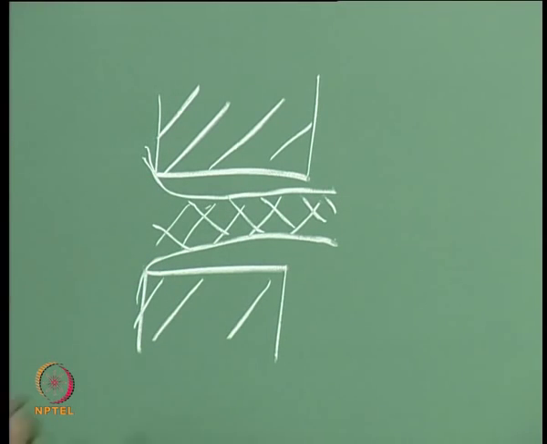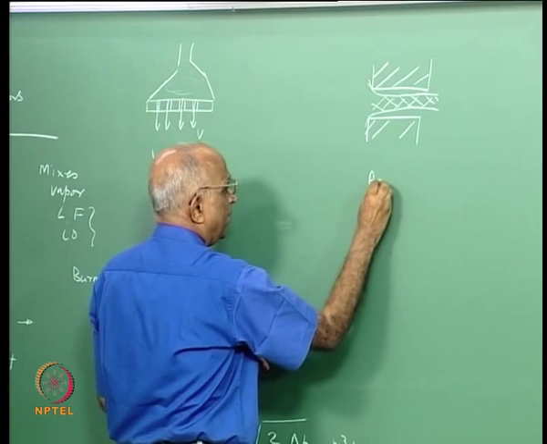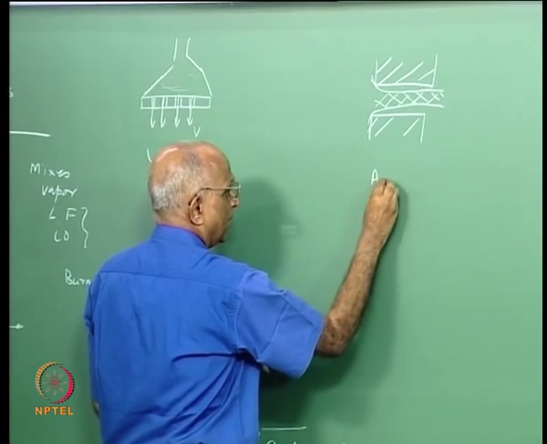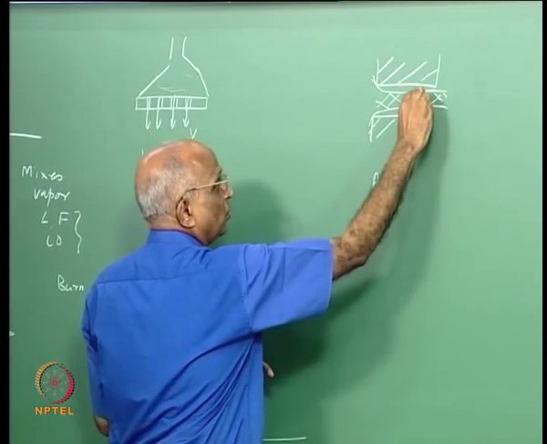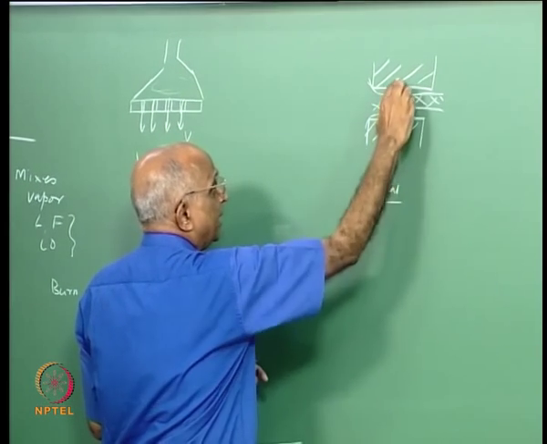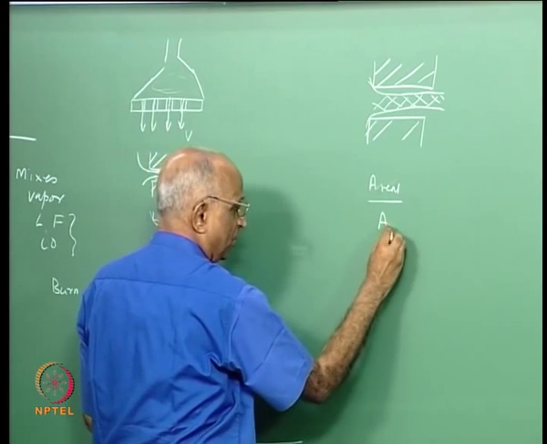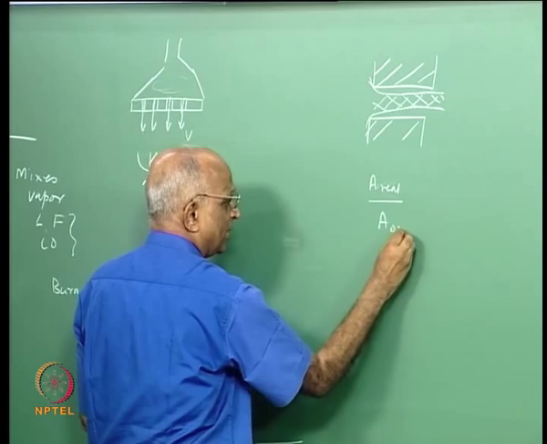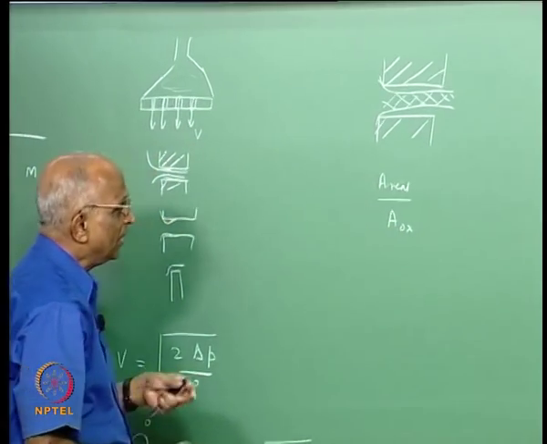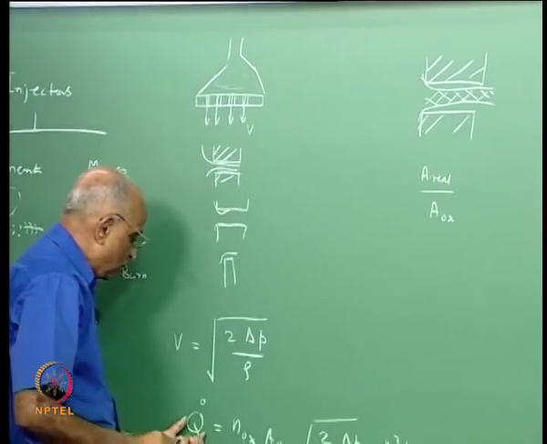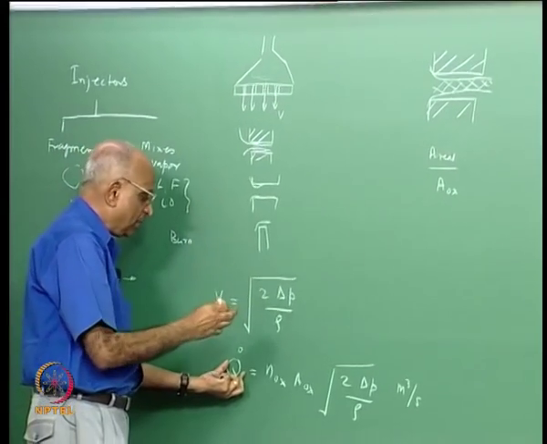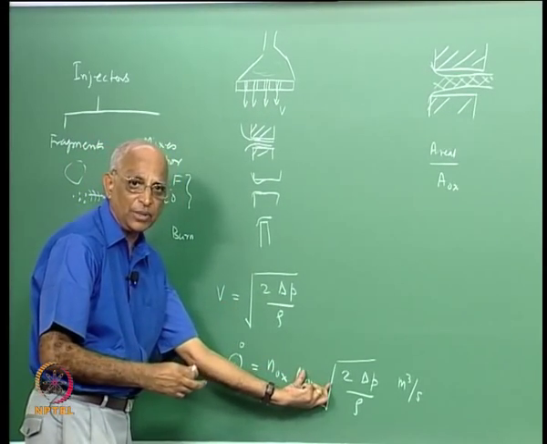Therefore, what will I find? The real area of flow is only this. The apparent area is the area of the orifice, which if it is oxidizer we say oxidizer, and if it is fuel we say fuel. And therefore, the Q which is flowing through the orifice is much lower than what I have calculated.